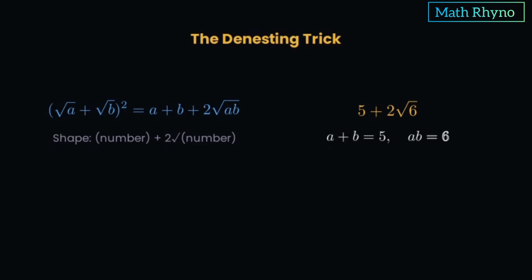We need two numbers whose sum is 5 and whose product is 6. A quick check of the factor pairs of 6 gives us the answer instantly, 2 and 3. Let's use those two numbers, 2 and 3, to rewrite our first square root.